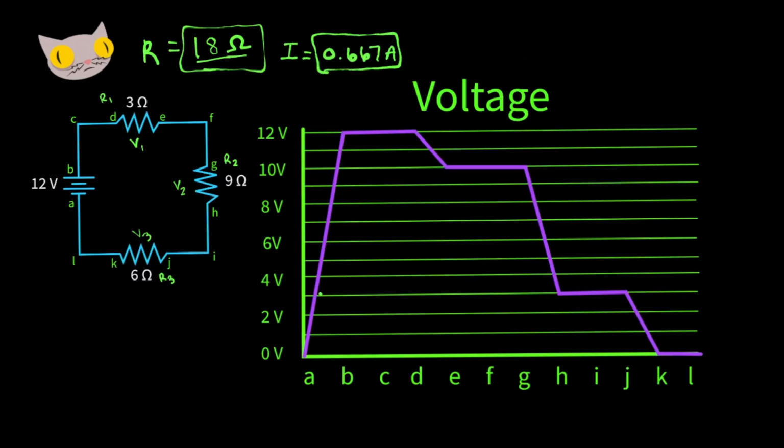Here's a graph of the voltage for this circuit. So we start at 0 volts here at point A on the negative terminal of the battery. The voltage goes up to 12 volts once it's across the battery. Then it drops by 2 volts across the first resistor. It drops by 6 volts across the second resistor. And then it drops by 4 volts across the last resistor, bringing us back to 0 volts so that the cycle can start over again.